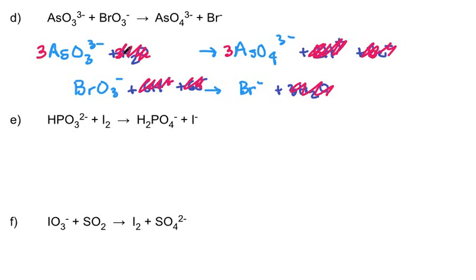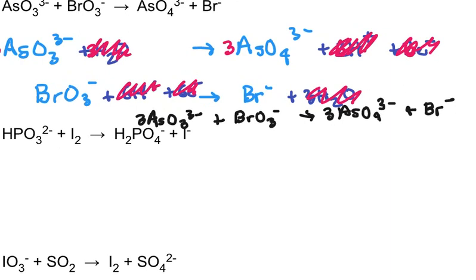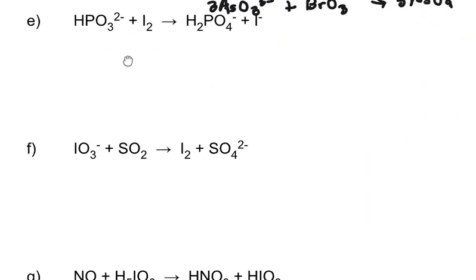I didn't give myself a whole lot of room here, but our finished reaction is going to be 3 of the AsO3s, and a bromate, arrow, 3 AsO4s, and a bromide. Note to self, write a little smaller on the next ones. Good? Okay, let's create a little more space and try that a few more times.